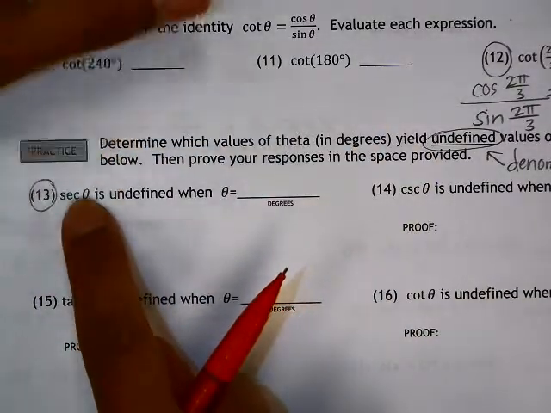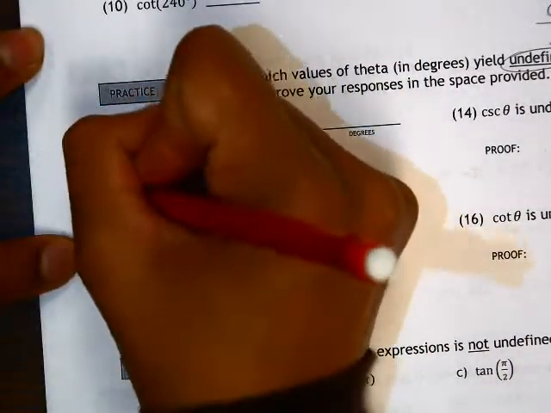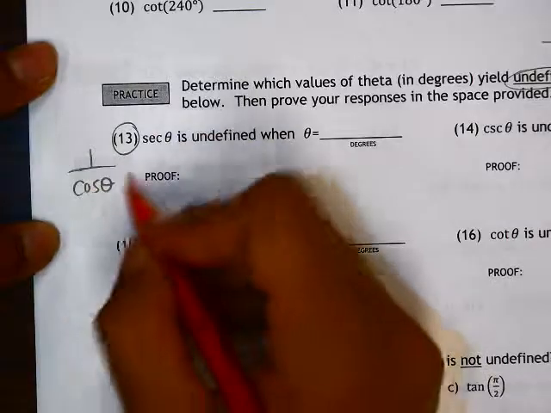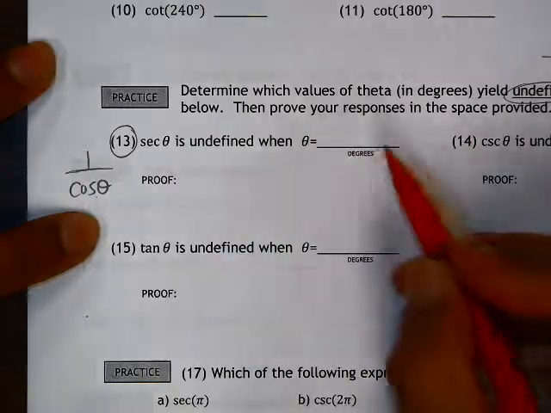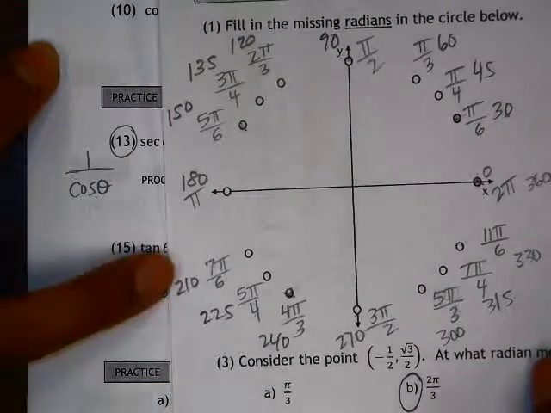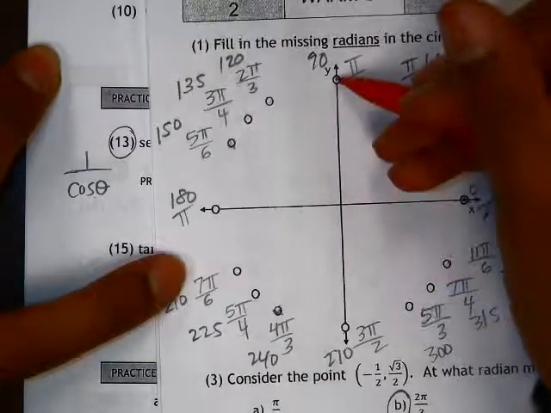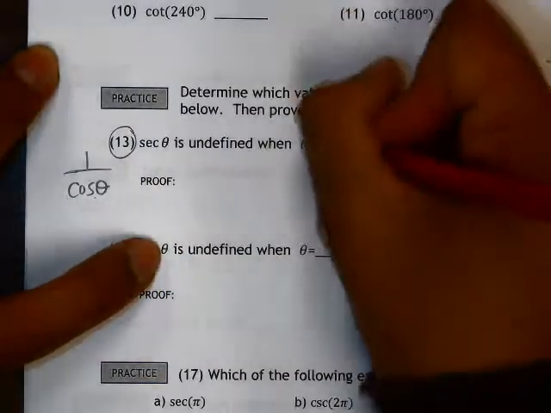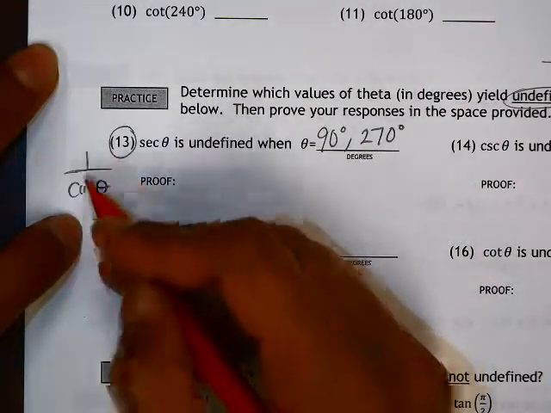Secant, we know from up here, is defined as 1 over the cosine. So if I'm determining 1 over cosine and I'm looking for an undefined answer, I would want cosine of theta to be equal to 0. So what degrees would that occur at? If we look at the unit circle, let's look for where cosine of theta would be equal to 0. That would occur here at 90 degrees. Cosine here is 0. And also here at 270 degrees, cosine is equal to 0. So those are my two angles at which secant, or 1 over cosine, would be undefined.